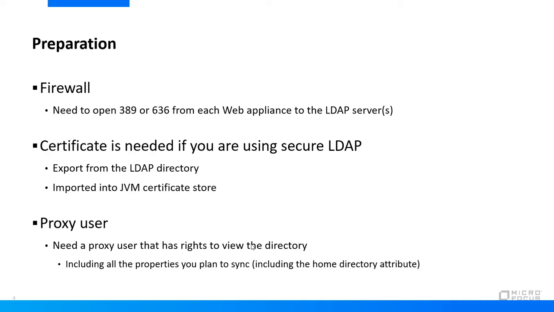Finally, something else that we need is a proxy user. So this is a user that you've got in the directory that has rights to view information on the users you're importing. So that needs to be able to access all the properties that you plan to sync, including the home directory attribute of the user, so that they can access that information and create the users and indeed synchronize information if something changes and bring that through to the filer user.